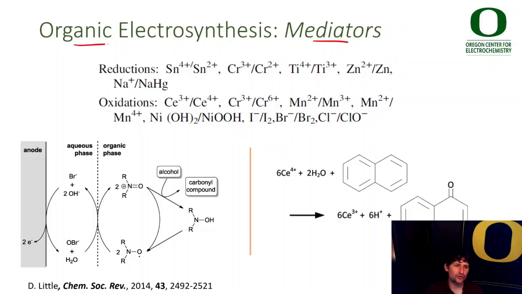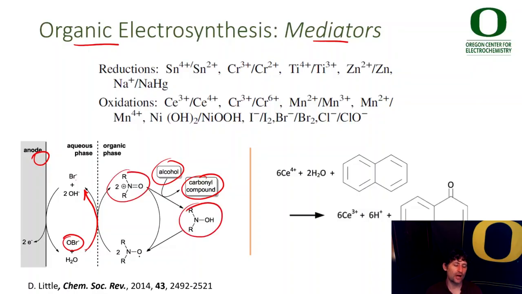Mediators can also be used in organic electrosynthesis. So in this case, you might not do the synthetic reaction you want, for example, taking an alcohol and making a carbonyl compound directly on an anode surface, but you could in fact oxidize something that's easy to oxidize kinetically, like bromine, up to OBr minus, an oxidized form of bromine, that could then go on to react in the solvent phase or in the electrolyte phase with your reactant to form the desired product.